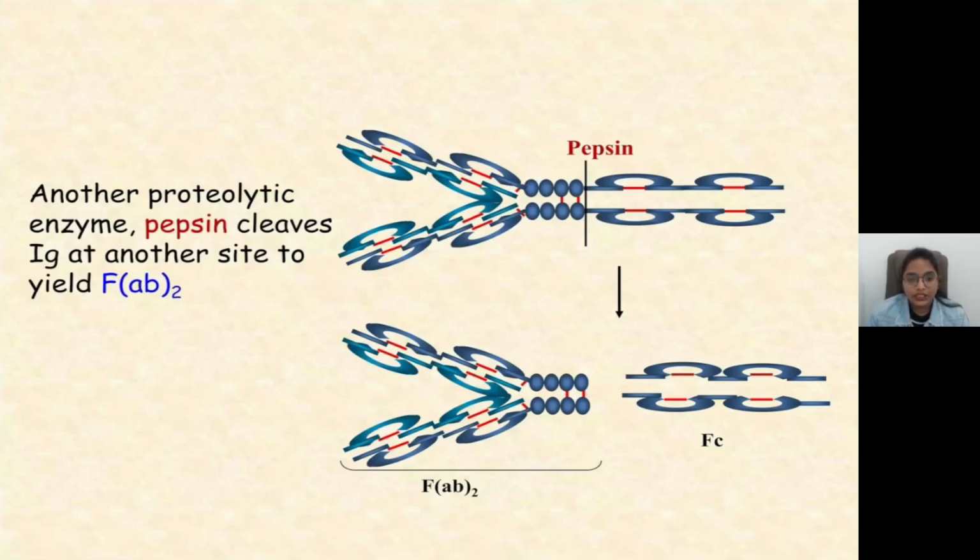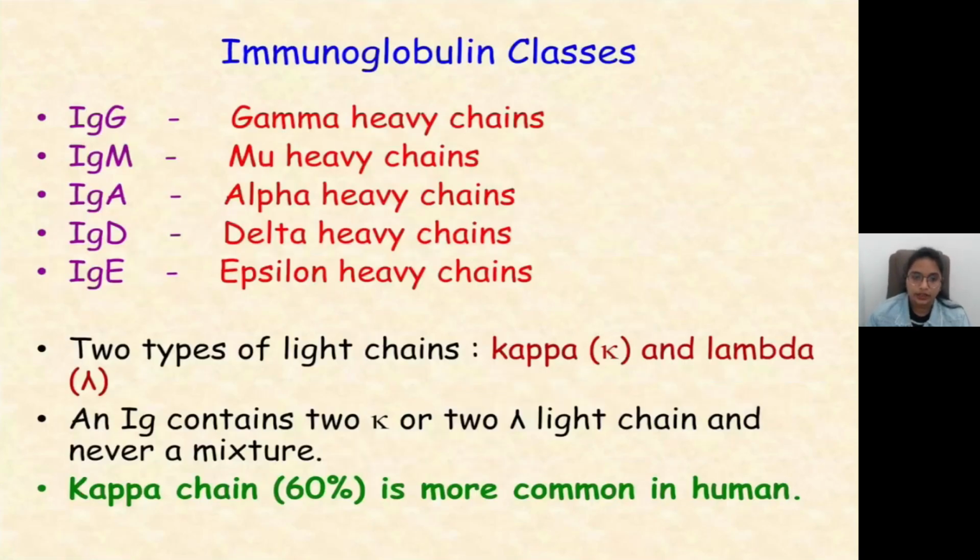Another proteolytic enzyme is pepsin. With pepsin cleavage, they divide from the center, and this will be known as F(ab')2, right?